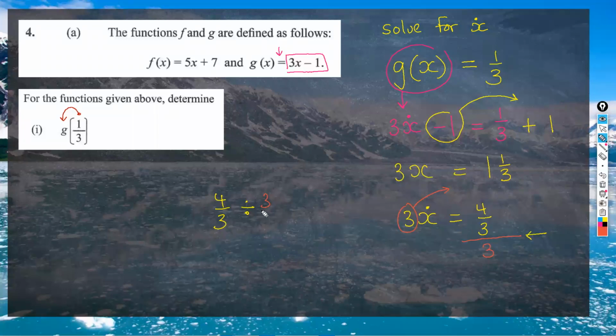Isn't 3 the same thing as 3 on 1? What would you do here in primary school? The divide would change to a multiply, and this side would flip. So we get 1 on 3. Multiply the top by the top. 4 by 1 is 4. 3 by 3 is 9. The answer is 4/9. Look at the mistakes. A lot of people got it wrong, right? So make sure you understand all the steps. And of course, take it down and let me know when you are finished.